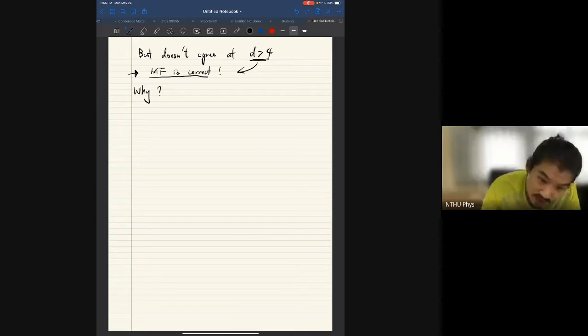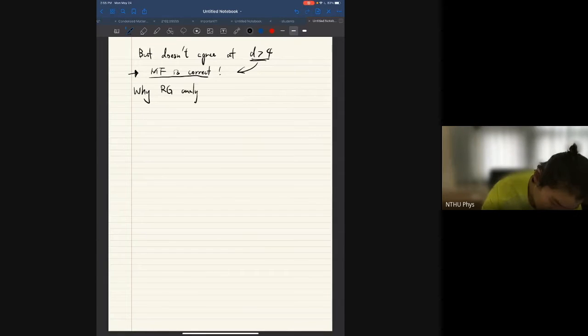But why? Why didn't the RG analysis give us the correct answer? Let me be precise: why does the RG analysis not agree with mean field, if mean field is correct?